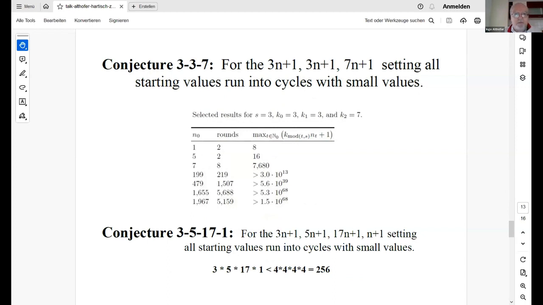Round with 3 steps, 3n+1, 3n+1, 7n+1, in between halving, halving, halving again, we get very, very large values. And for a four round game, 3, 5, 17, 1, so 3n+1, 5n+1, 17, and even larger. You see in this last case, the product 3 × 5 × 17 × 1 is smaller than 256, but just by one only.